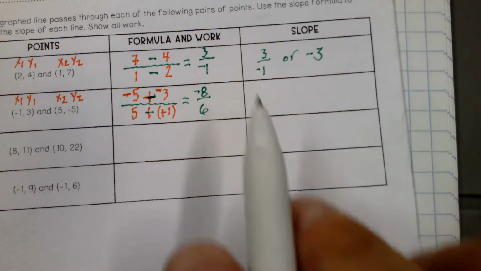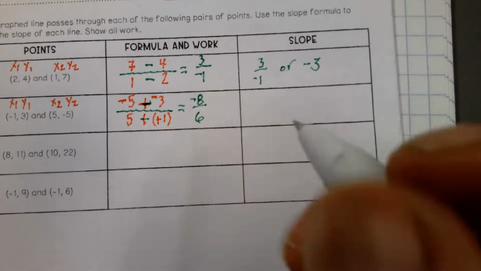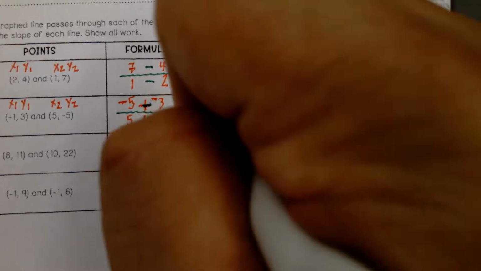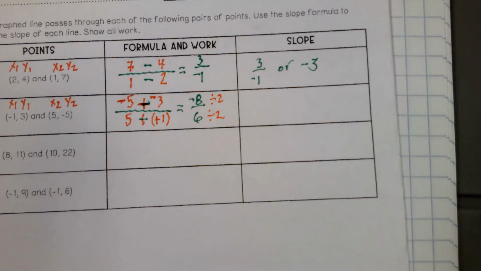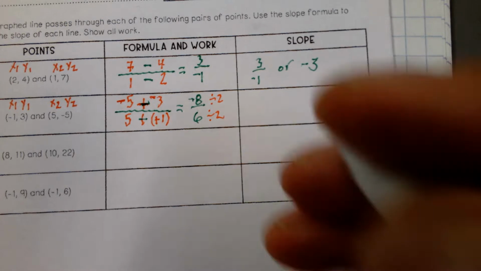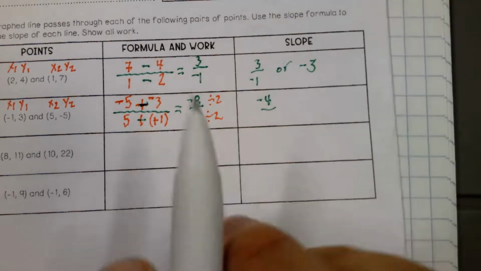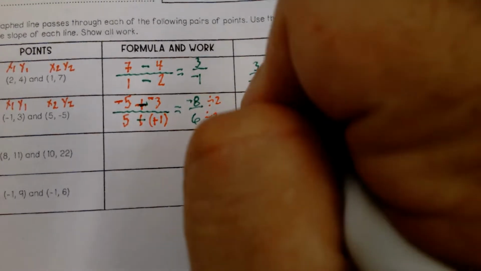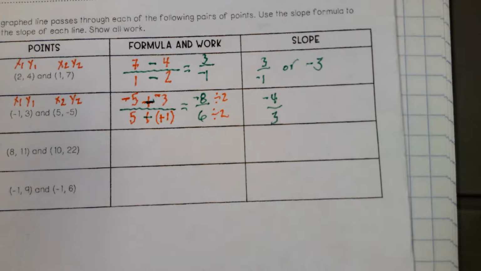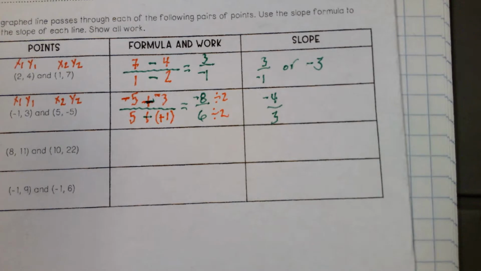And of course, I see they're both even, so I can at least divide by 2. Whenever both your numbers are even, try dividing by 2. And if I do that, negative 8 divided by 2 is negative 4. 6 divided by 2 is 3, so the answer is negative 4/3. Okay? So I can already picture the line. Down 4, across 3.